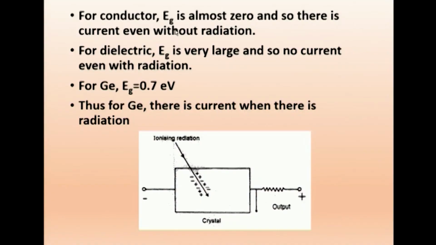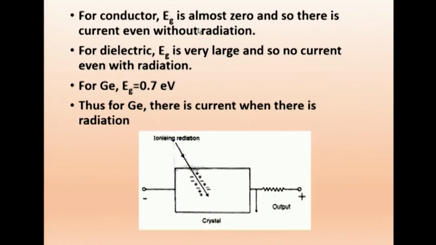So for conductor, EG is almost 0. That is what we have just explained. And so there is current even without radiation. Suppose you take a metal connected to battery, even without any radiation, because our aim is to find out the radiation, this metal will give current. So there is no point in using that. Therefore it becomes useless as a detector of radiation.